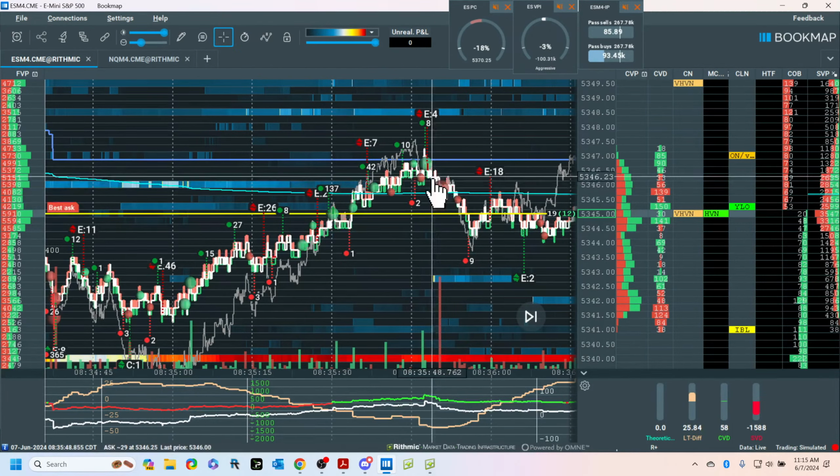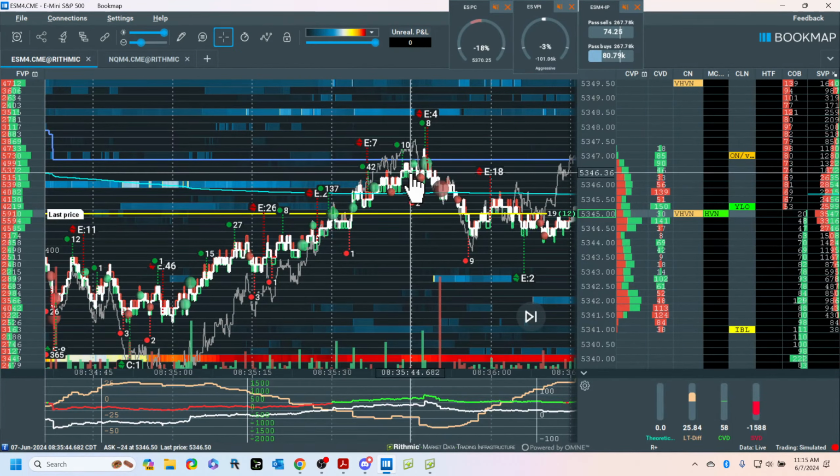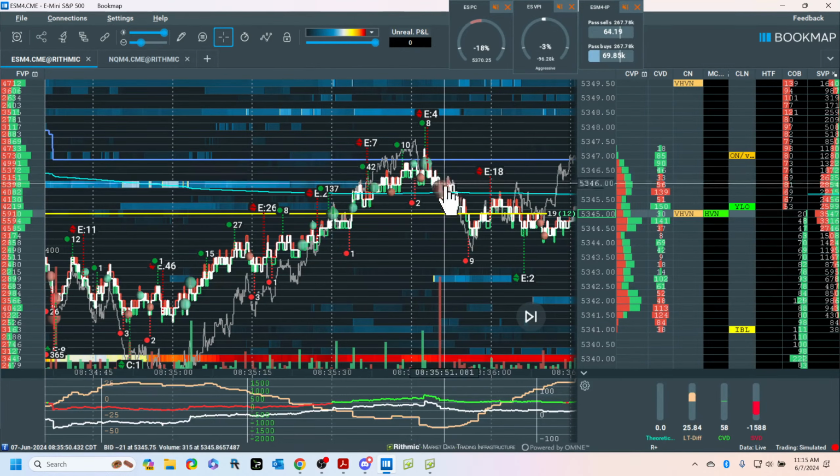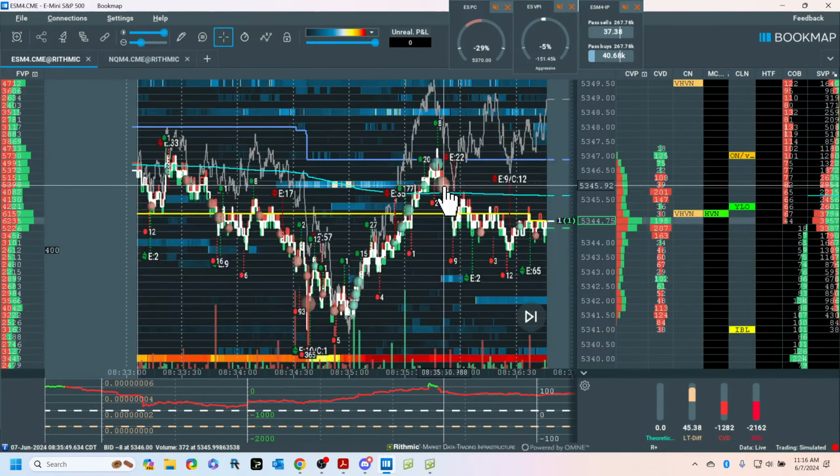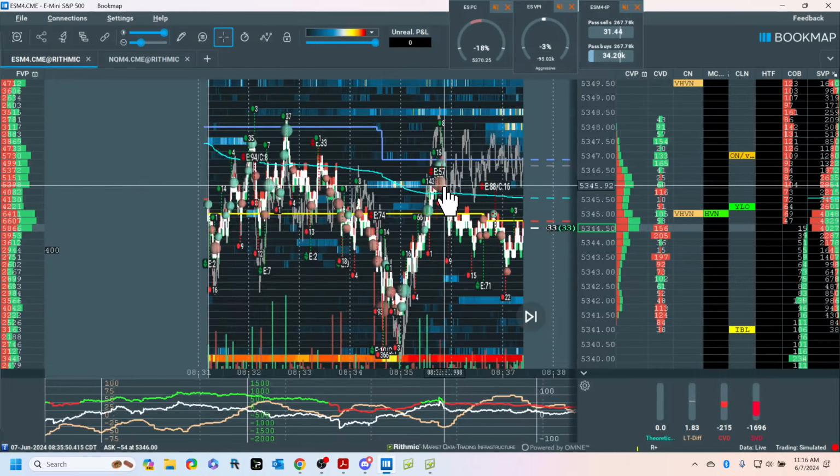Change. Break. Pull back to the microstructure. Mere mortals would end up getting short here. So for me, I need it to come back. See? So I can't take this.